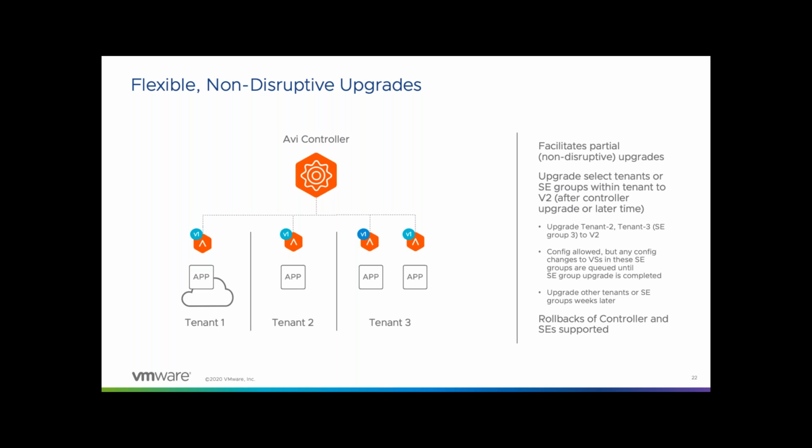The picture depicted here showcases that Avi controller is deployed with 3 tenants. Tenant 2 and tenant 3 are deployed in data centers on premise, and tenant 1 is deployed in the cloud. There are applications running across the board. Avi controller is the one that orchestrates lifecycle management and upgrades for the entire LB fabric. Upgrades are done in a rolling fashion with careful orchestration.